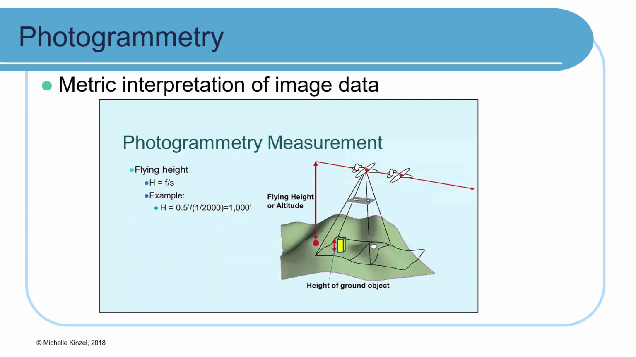With photogrammetry, you can use metric interpretation of image data. This is showing you some simple equations for flying height. The flying height, or the altitude of the aircraft, affects the imagery that you'll have, and you will need to be able to interpret that data based on simple algebraic equations like the one that you see here, where the height equals F over S.